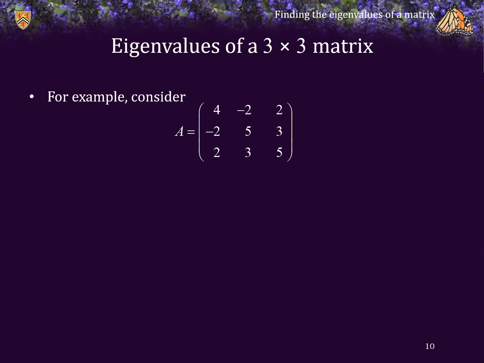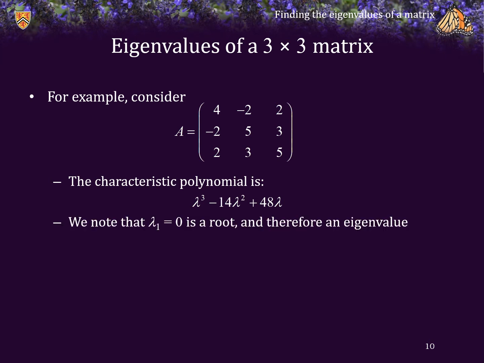Now consider, for example, this matrix. As you can see, it is a symmetric matrix, therefore we are guaranteed all of the eigenvalues are real. However, in addition to this, you'll notice that the third column is the sum of the first two columns, and therefore the matrix must be singular since the columns are not linearly independent. The characteristic polynomial, were you to calculate it, would be this expression here, and you'll notice we can factor out a lambda. Therefore, lambda 1 is equal to 0 is one of the roots and therefore an eigenvalue.